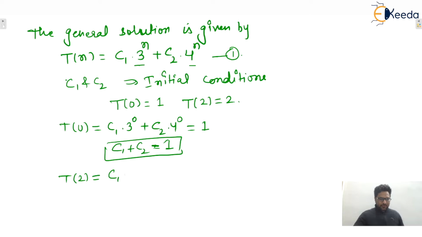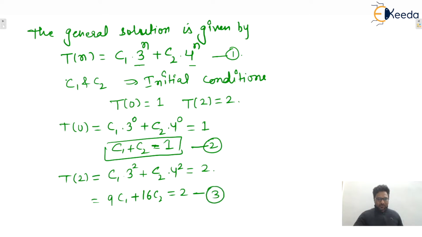So we can say that C1 into 3 square plus C2 into 4 square, that is given to you, is 2. So this comes out to be 9C1 plus 16C2 equals 2. Let's say that is equation 2 and this is equation 3. Use equation 2 and equation 3 and find out the values of C1 and C2. So what will be the values of C1 and C2?